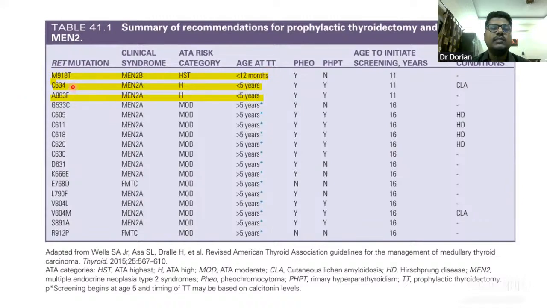The codon 634, which is synonymous with MEN 2A, but placed under high risk, and 883 mutation, synonymous with MEN 2A, placed under high risk, the thyroidectomy should be done before 5 years. Okay. All other mutations, need not remember any of these numbers. All other mutations, the thyroidectomy is done greater than 5 years of age. Okay. Remember these 3 alone.